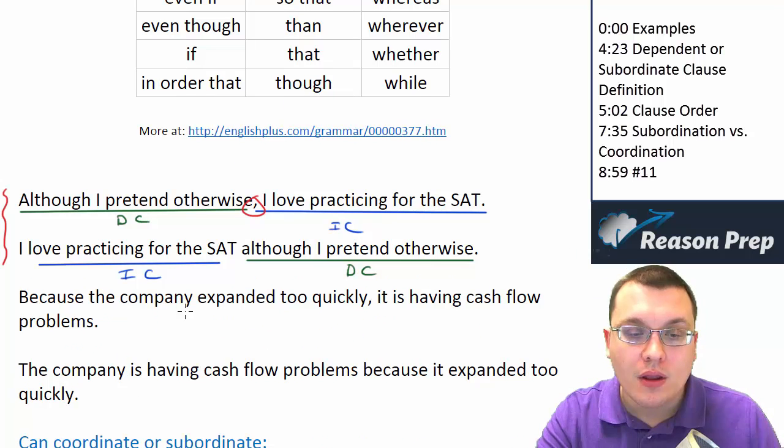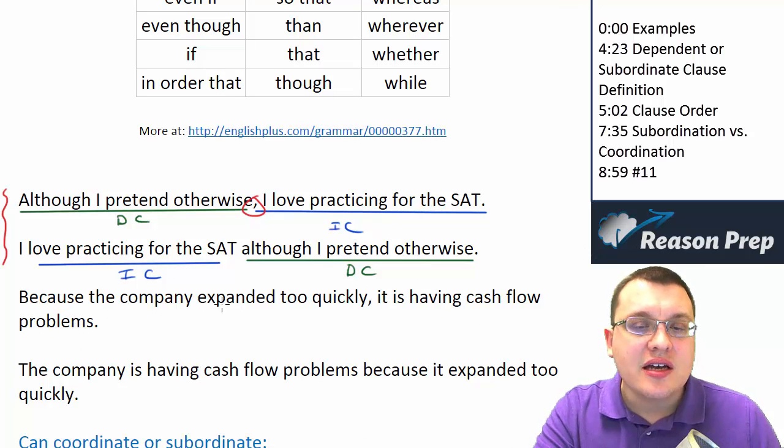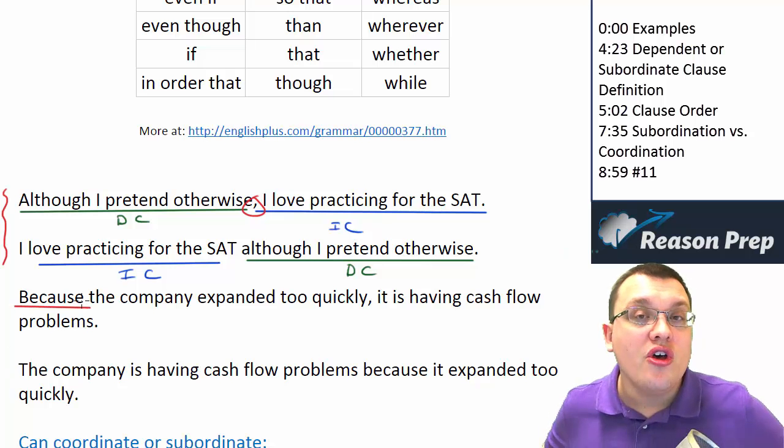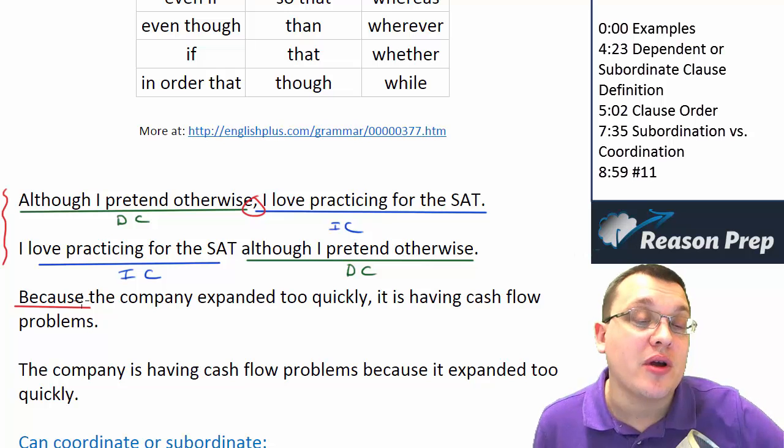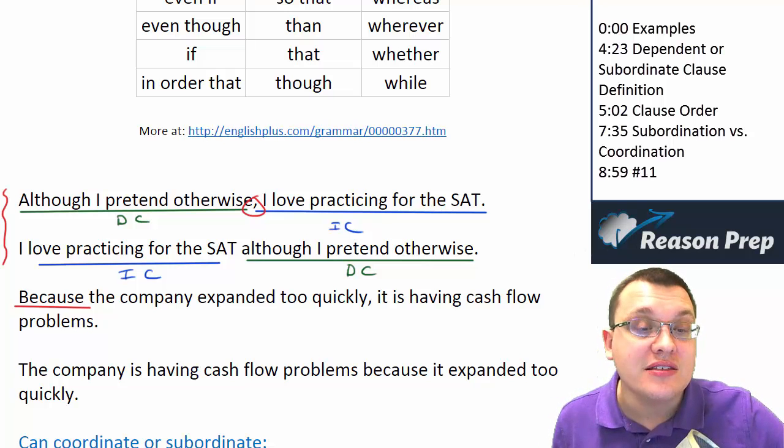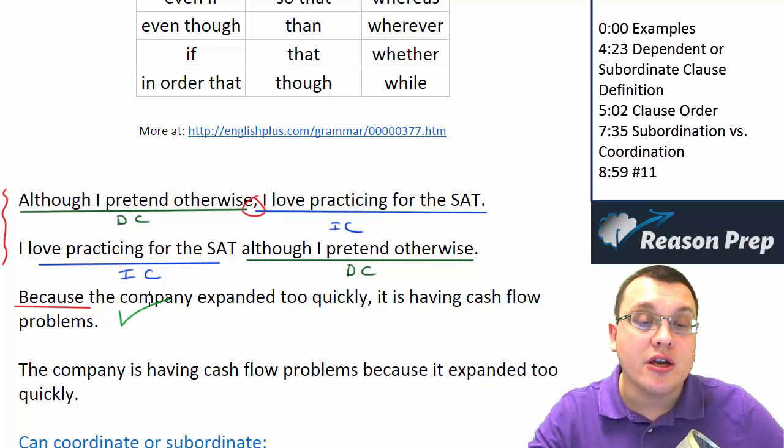Have a sentence like this: because the company expanded too quickly, is having cash flow problems. A lot of students think that you can't start a sentence with because, so they would try to change this to get rid of the because. But actually, this sentence is totally fine, totally correct. So what's going on here?